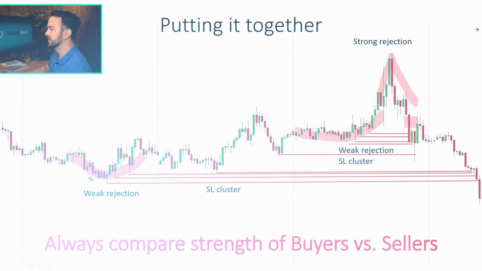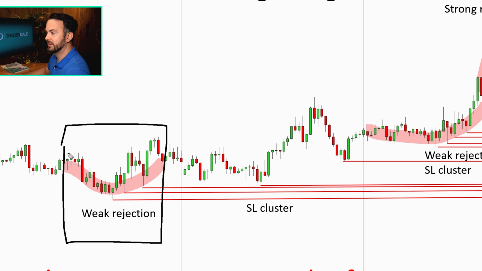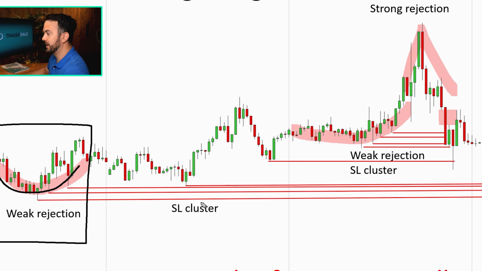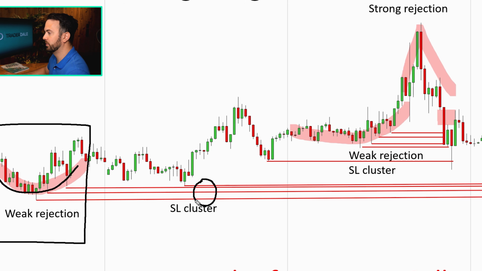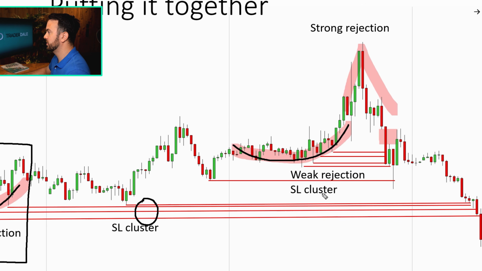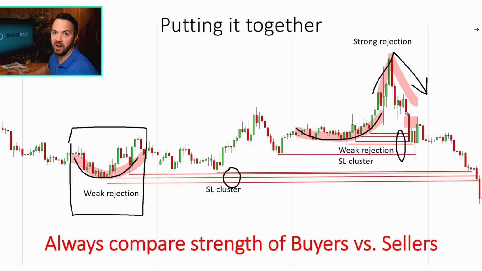So let's do that. On this chart, I highlighted all the important things for you here. At this place, we have a weak rejection of lower prices, followed by a couple of stop loss clusters, those stop loss orders here, okay? Then we have another weak rejection, and again, a stop loss cluster. This is followed by a strong rejection of higher prices, and because all those are signs that sellers are in control and buyers are rather weak, because of all this, the price eventually drops.